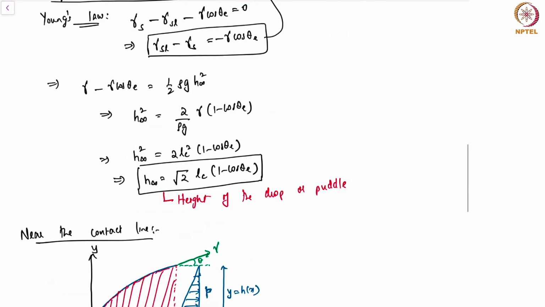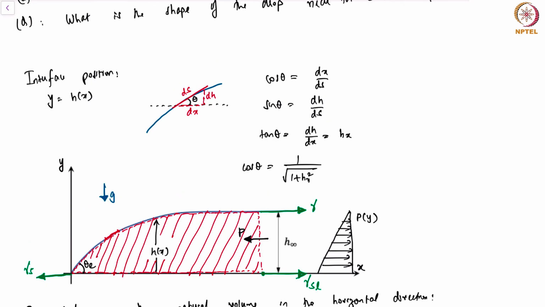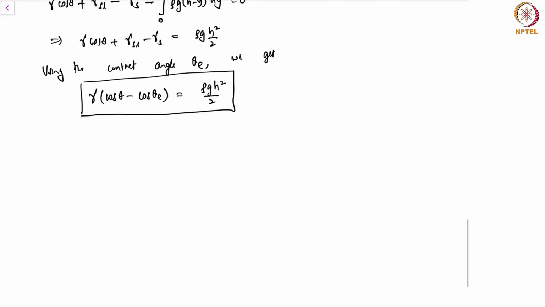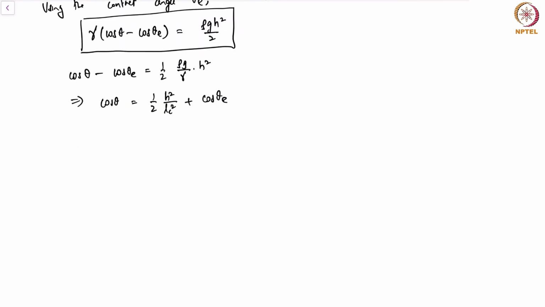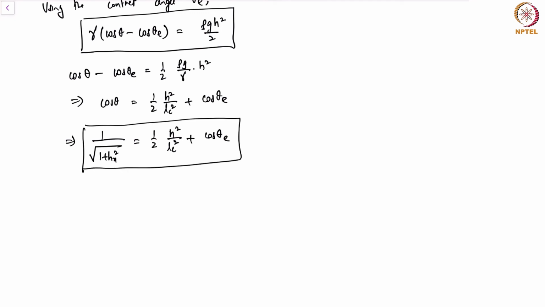Now we had already derived an expression for cosine of theta. Cosine of theta was 1 by square root of 1 plus h x square, and therefore I have cosine of theta minus cosine of theta e is half rho g by gamma h square, or this can be rewritten as cosine of theta is equal to half h square by lc square plus cosine of theta e, and therefore I will now have 1 by square root of 1 plus h x square is equal to half h square by lc square plus cosine of theta e. That's the equation.